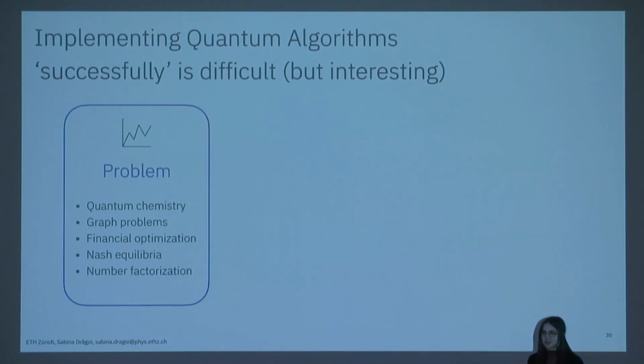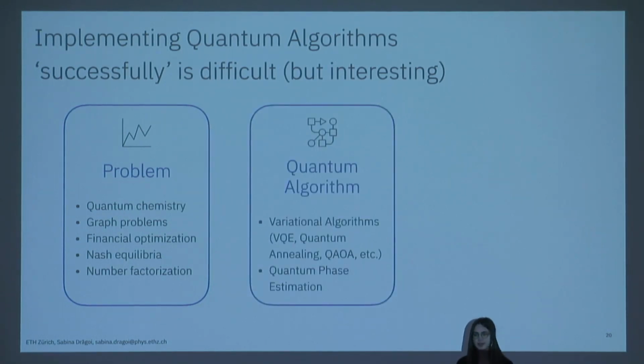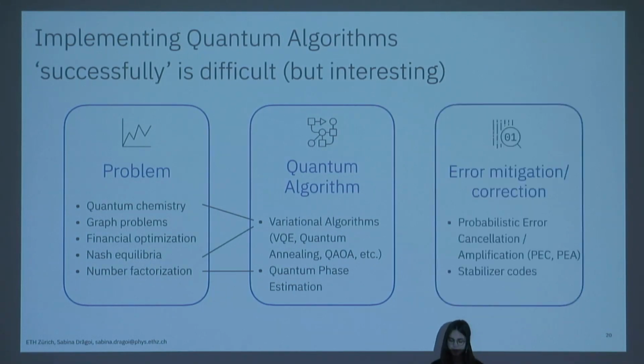But again, it's interesting because you can approach a various amount of problems. We only talked about simulating quantum systems or optimization problems in graph theory, but you can also look at financial optimization, Nash equilibria, or number factorization. You also have a set of tools, a class of algorithms. We talked about variational algorithms, but there are also many other types of algorithms designed for certain problems. So you can always mix and match between the problem and the algorithm you're using.